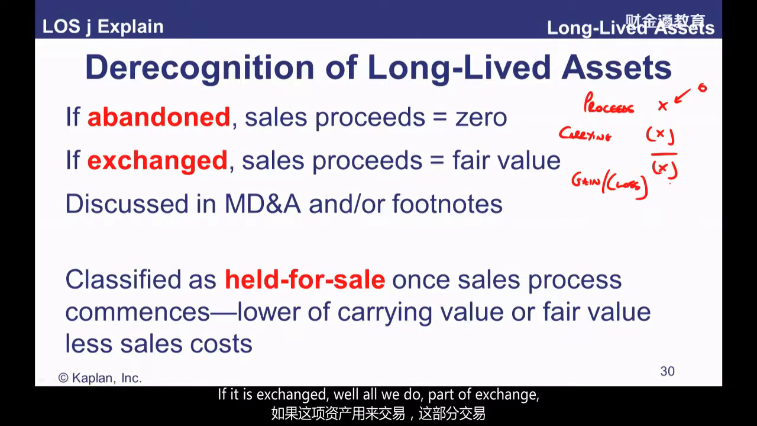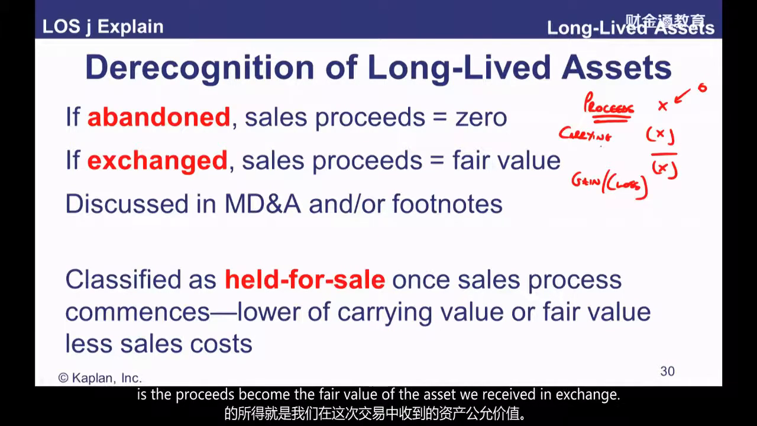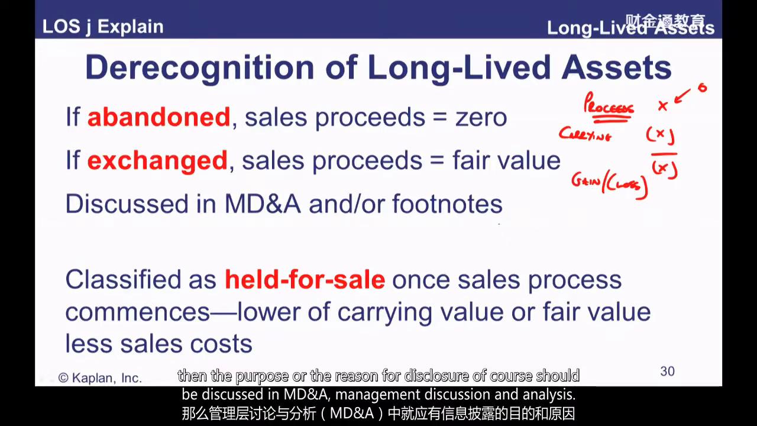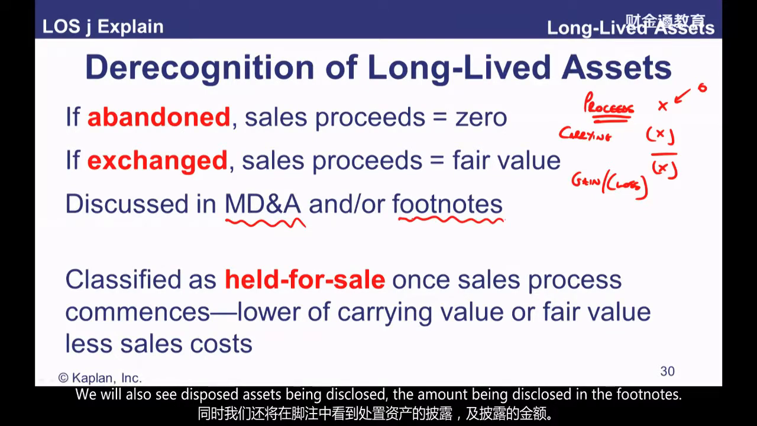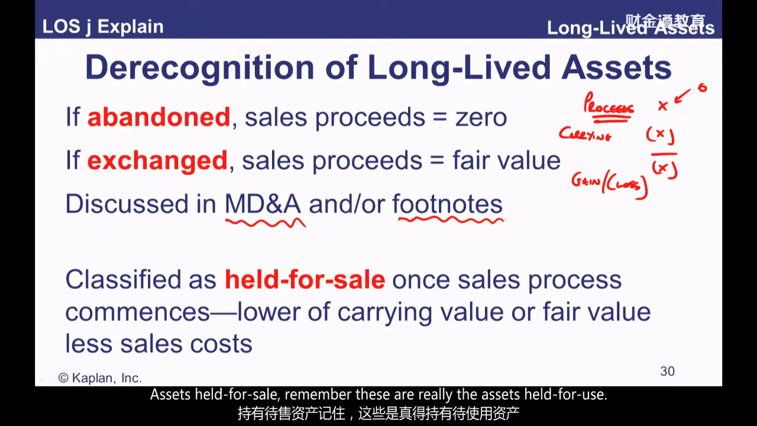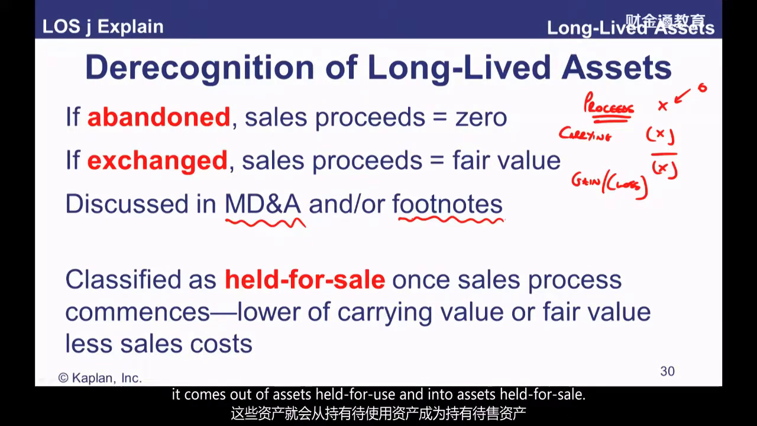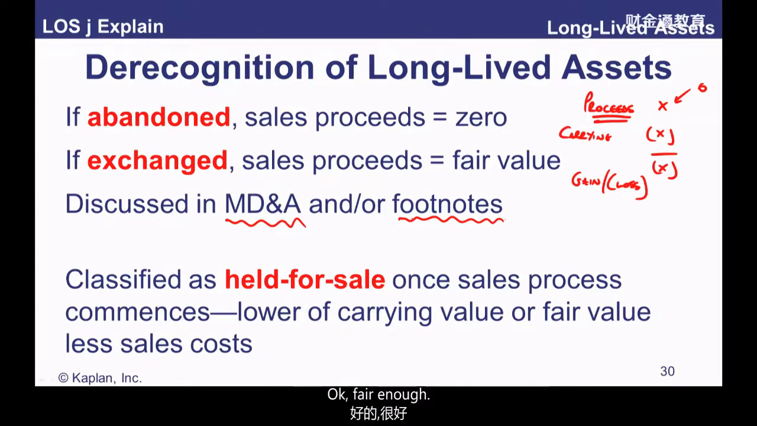If it's exchanged, well, all we do, part exchange, is the proceeds become the fair value of the asset that we've received in an exchange. Again, if we're disposing of significant assets, then the reason for disposal, of course, should be discussed in the management discussion and analysis. We'll also see disposed assets being disclosed, the amounts being disclosed in the footnotes. Assets held for sale. Remember, these are really assets held for use. Once we decide to dispose of an asset, it comes out of assets held for use and into assets held for sale. Okay, fair enough.